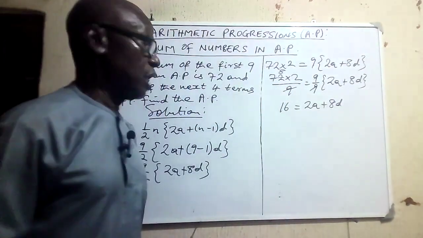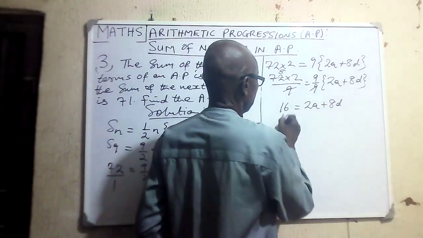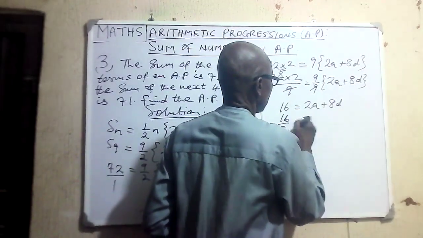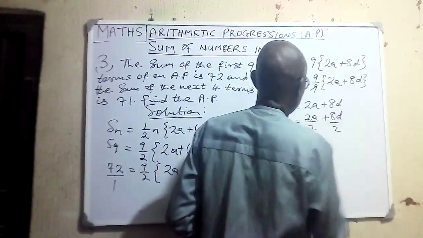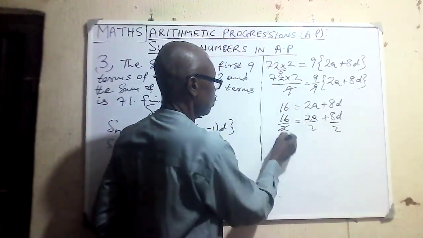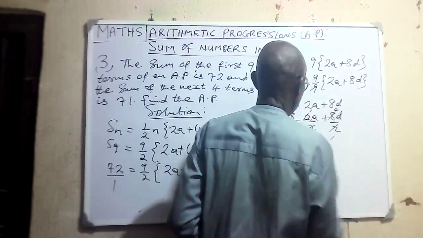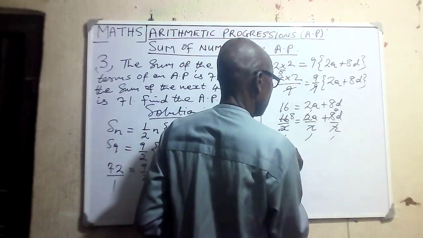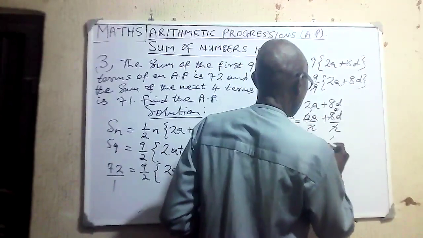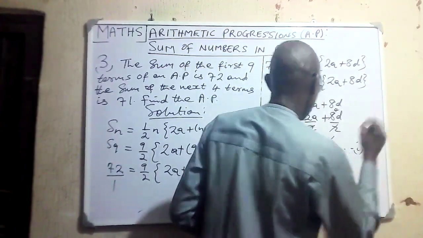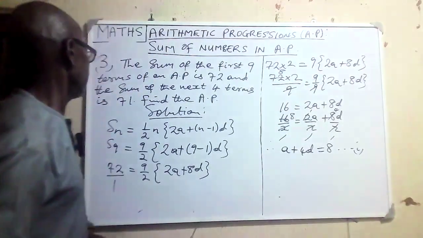And if you look at it, you can still continue by dividing through by 2. 16 over 2 is equal to 2a over 2 plus 8d over 2. Because 2 can divide through. 2 here 1, 2 here 8, 2 here 1, 2 here 4. And that means that we can write it as a plus 4d is equal to 8. For this equation 1. But we are told that the sum of the next 4 terms is 71.